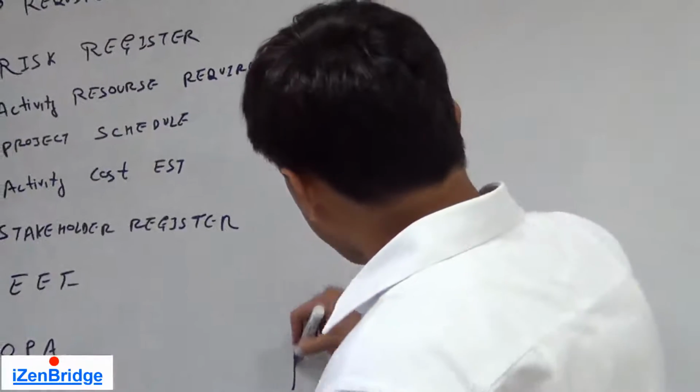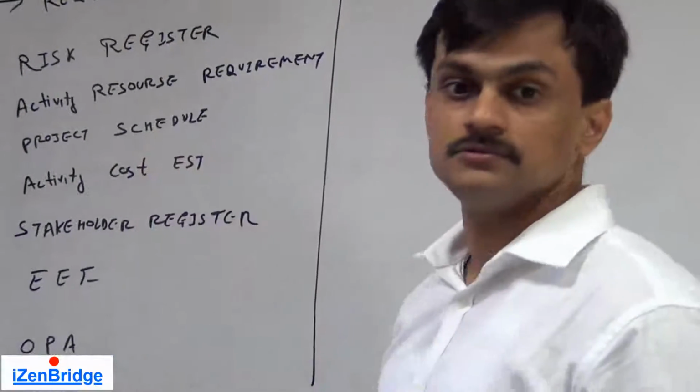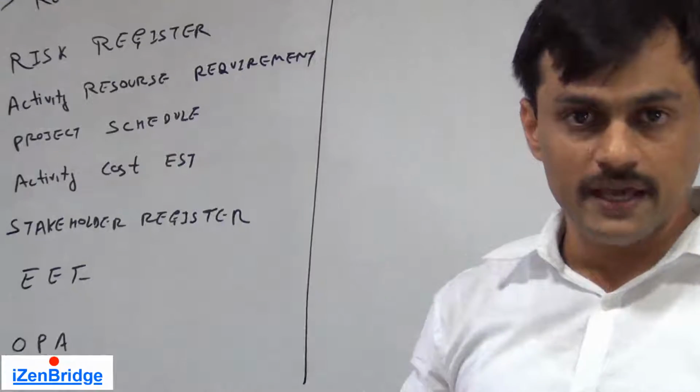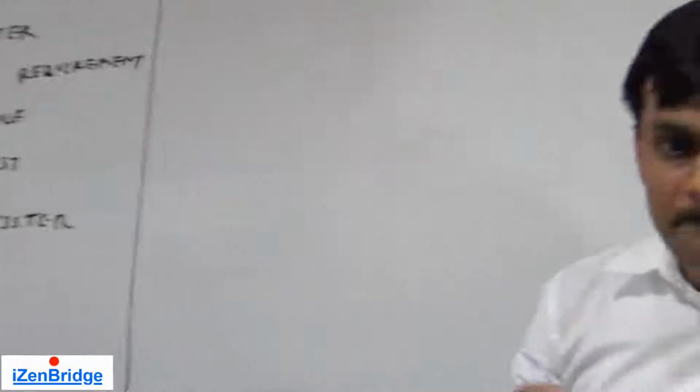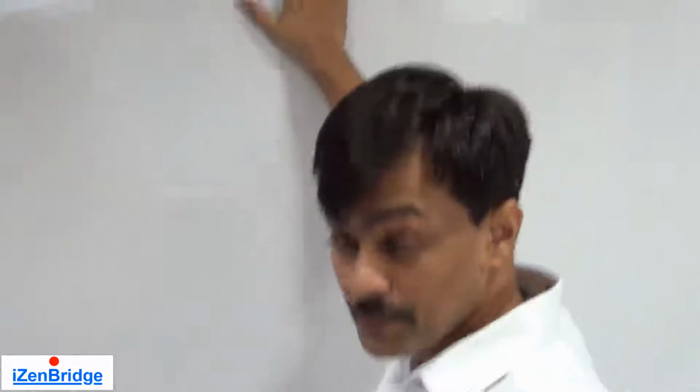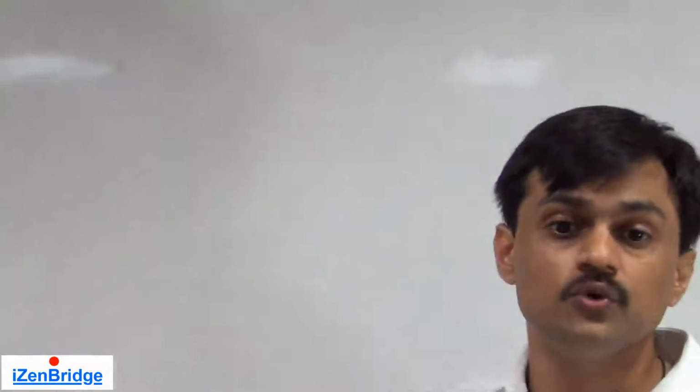So what do we do with all these inputs? Considering the number of inputs, there are not many tools and techniques; we have only four. The first, or primary, thing which we do in plan procurement management is make or buy analysis.